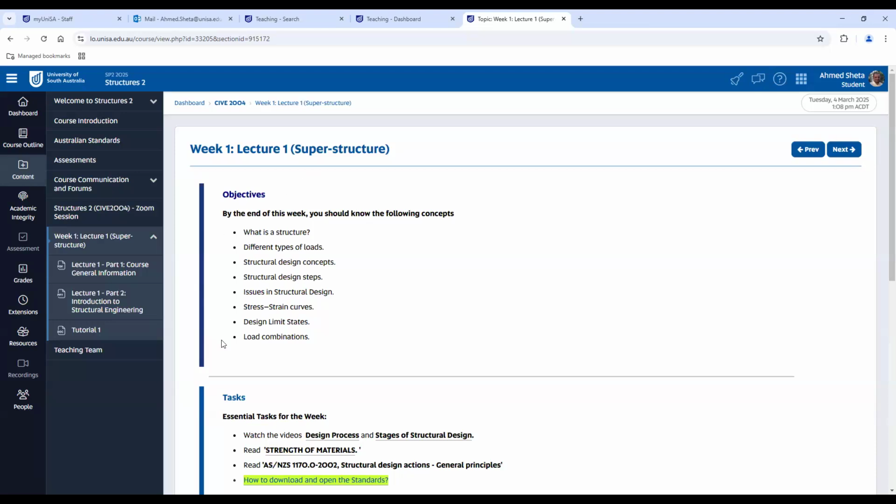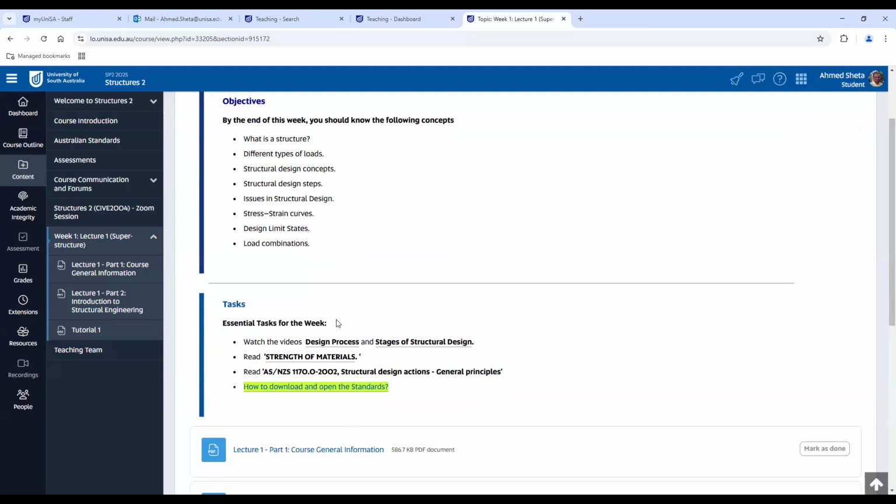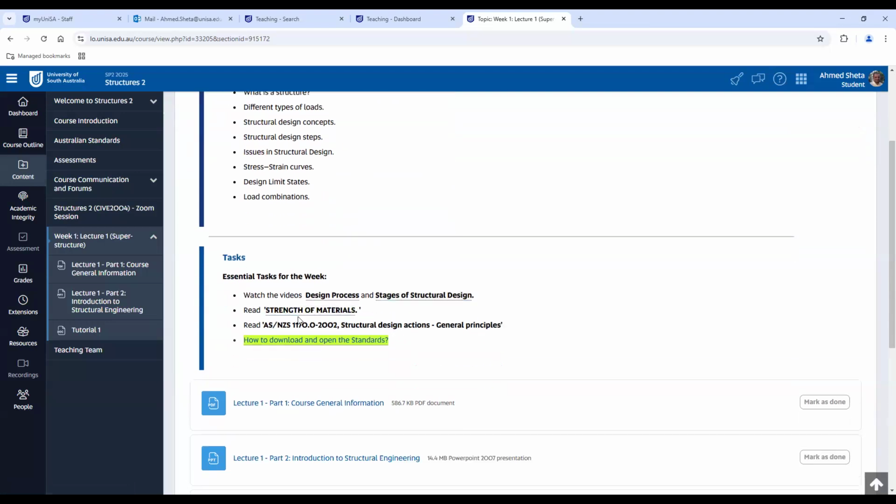Here we have the objectives we will be looking at, and here are the tasks. Your task this week is to watch some concept videos about the design process of steel and what the stages of the structural design are. You can also read this article about strengths of material, and you can have a look at the Australian Standard 1170.0, the Structural Design Actions General Principles standard.